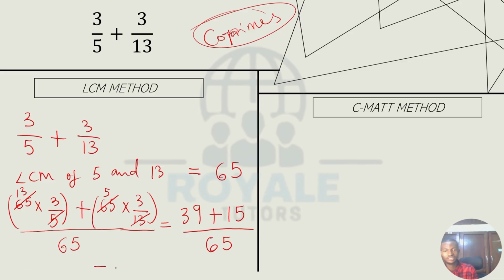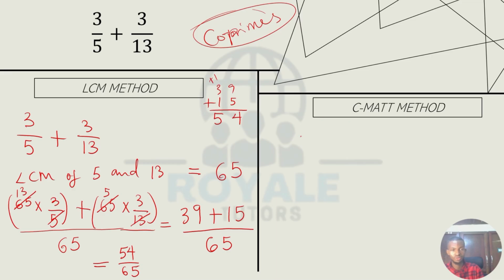So our final answer would be 39 plus 15. You add it together, 39 here and 15 here. Do your column addition. 9 plus 5 is 14. You write 4. You regroup 1. 1 plus 3 is 4. 4 plus 1 is 5. So our answer is 54 over 65. That is the final answer for this question.